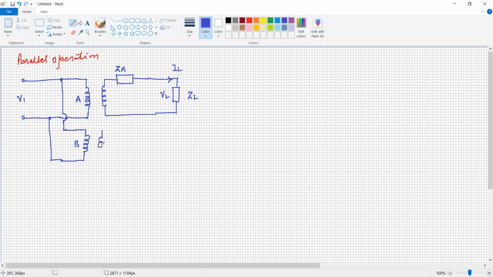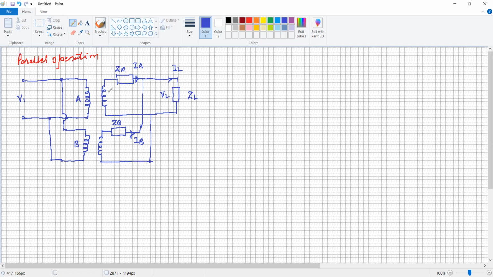Similarly, for the second transformer, the impedance, resistance and reactance referred to the secondary winding is ZB. It is connected to the common load. The current supplied by the second transformer is IB. The current supplied by the first transformer is IA. The secondary winding is connected in this way, so it is ZB.